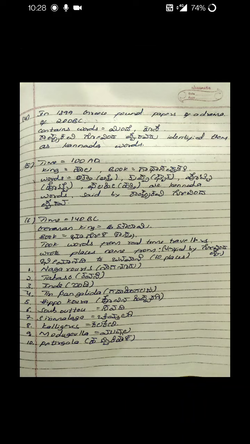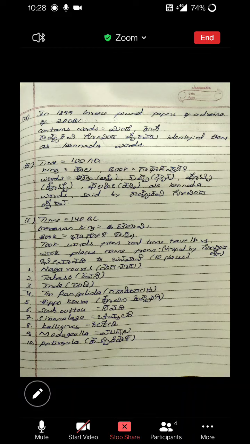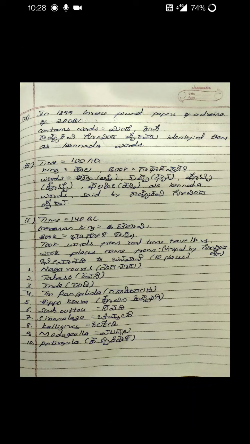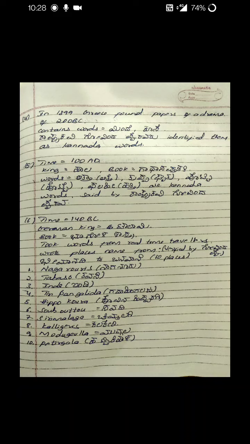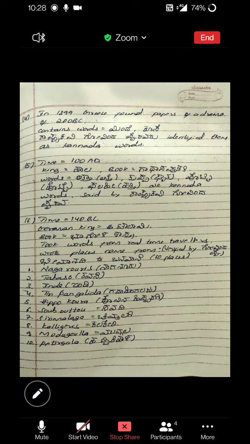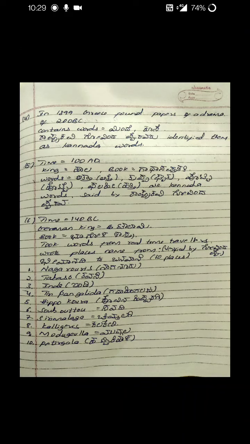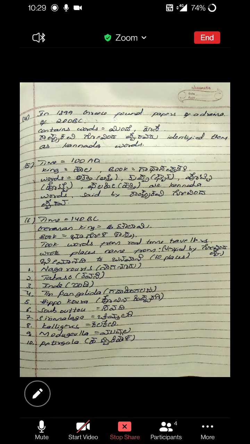The city names were Nagaroris, which is present Nagnur. The next city is Tobaso, which is presently called Tavasi. The next is Inde, which is now Indi. Tiri Pangalida, which is Gadahingalaja. Then Hippokora, Huvina Hipparagi. Sobotus, which means Savdi. Srimalaga, Chimmalagi. Kalagiri is Kalakeri. Bodugala, Mudgal. Patirgala, Hattiki Hala. He wrote all these city names in 140 BC.